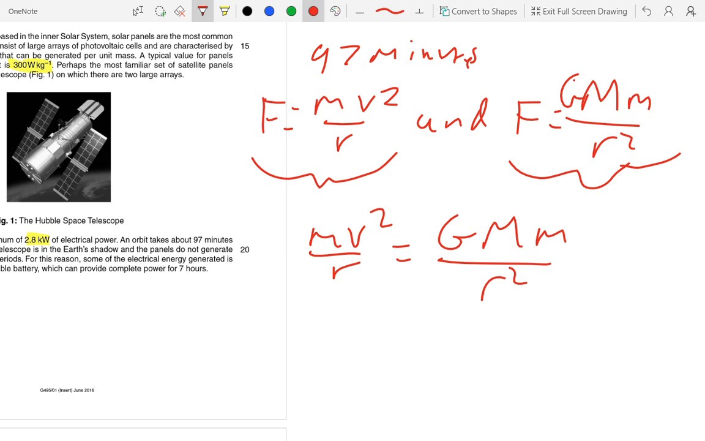I won't go through the whole calculation, but you just have to cancel the two m's and move the radius over to the other side. Then you've got v equals root GM over r. So then you've got this velocity, and you're thinking to yourself, okay, I've got a velocity, what do I do with this now? So let's see what we can do with this velocity.